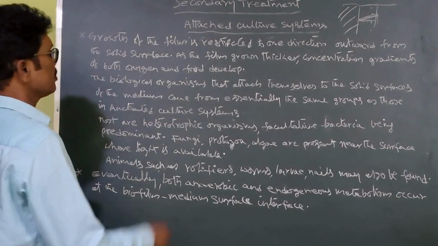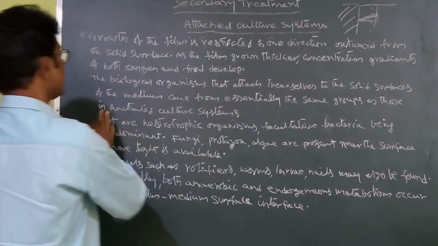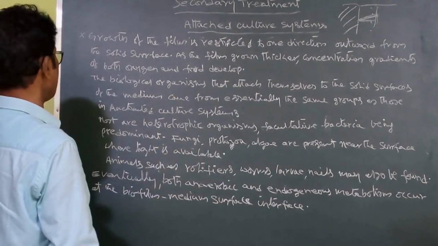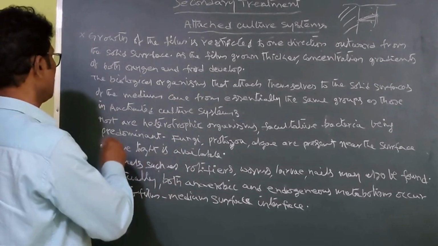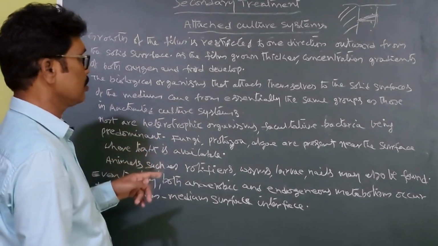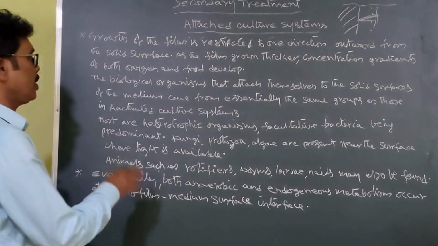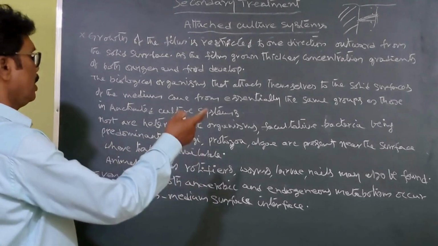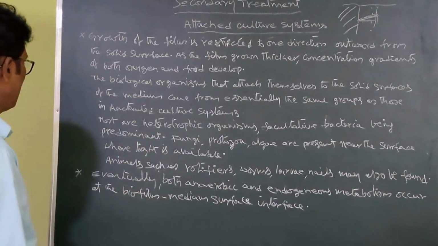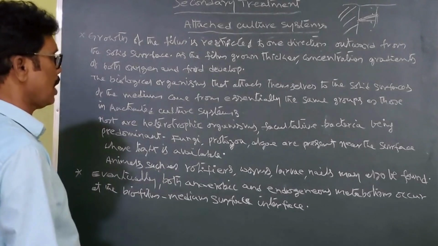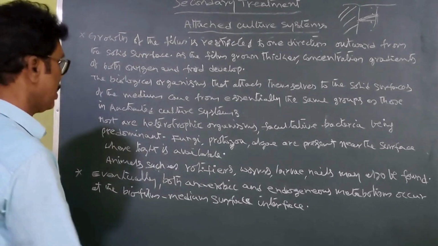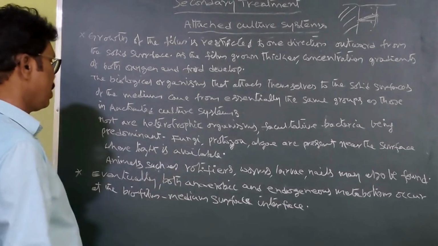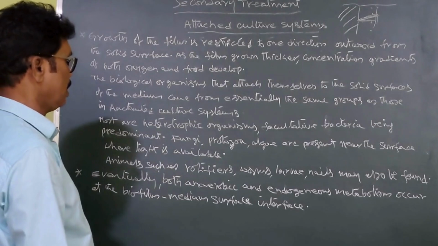The biological organisms that attach themselves to the solid surface, the media, come from essentially the same group as in activated sludge systems. Most are heterotrophic organisms, with facultative bacteria being predominant. Fungi, protozoa and algae are present near the surface where light is available. Animals such as rotifers, worms, larvae and snails may also be found. Eventually, both aerobic and endogenous metabolism occur at the biofilm-medium surface interface.